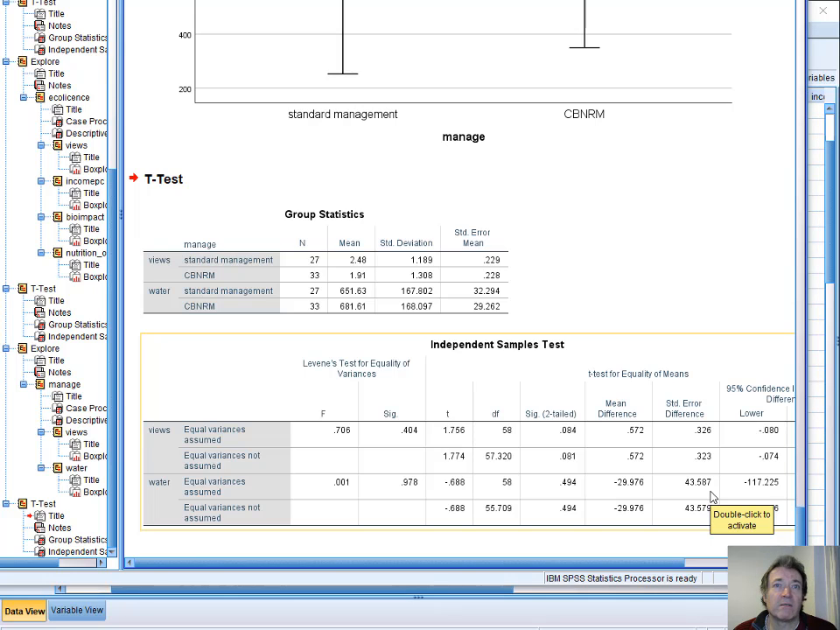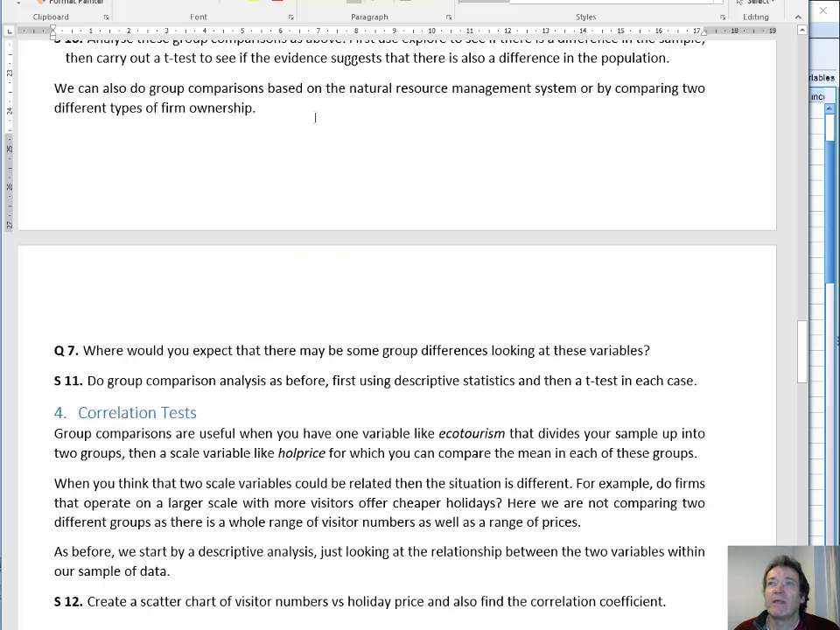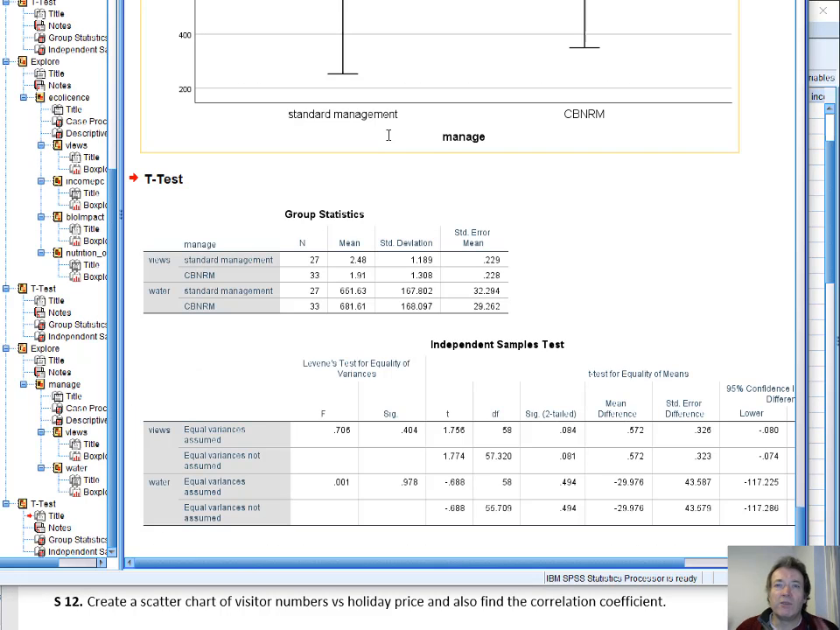So that's looking at natural resource management system. Now, different types of firm ownership. I'll just do a couple of these because this is just to show you that you can do these group comparisons even when your variable has more than two different groups. But you have to be careful how you do it.